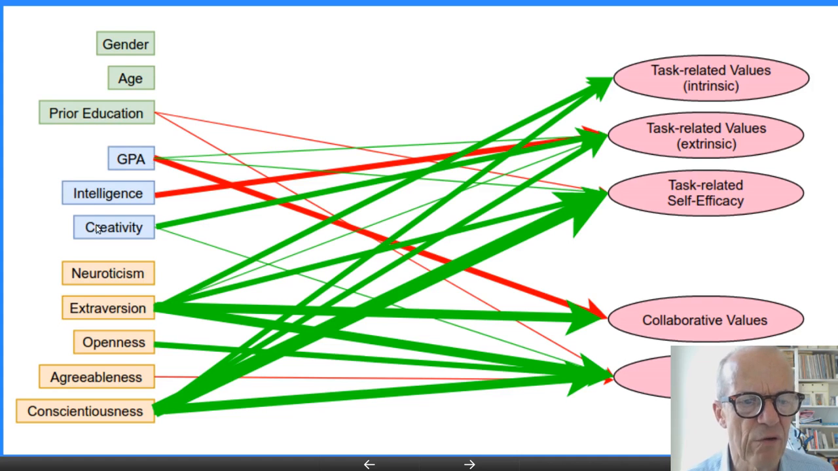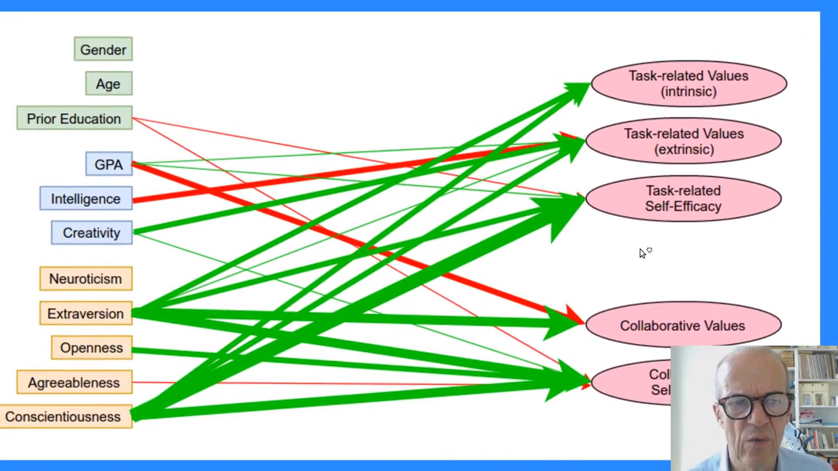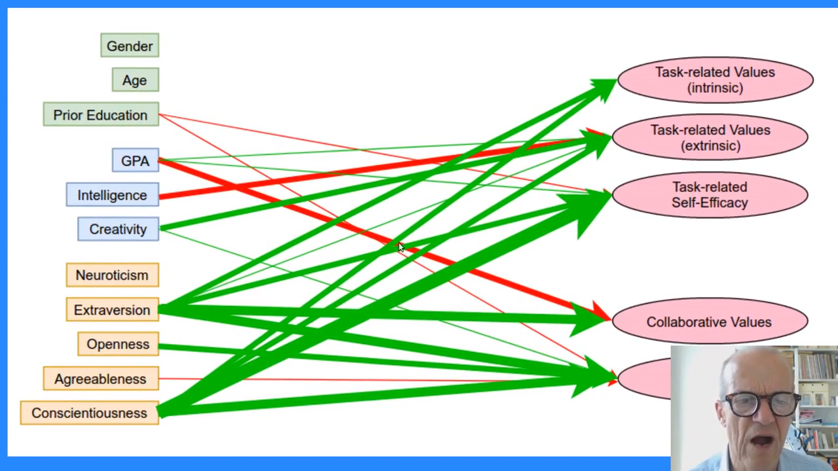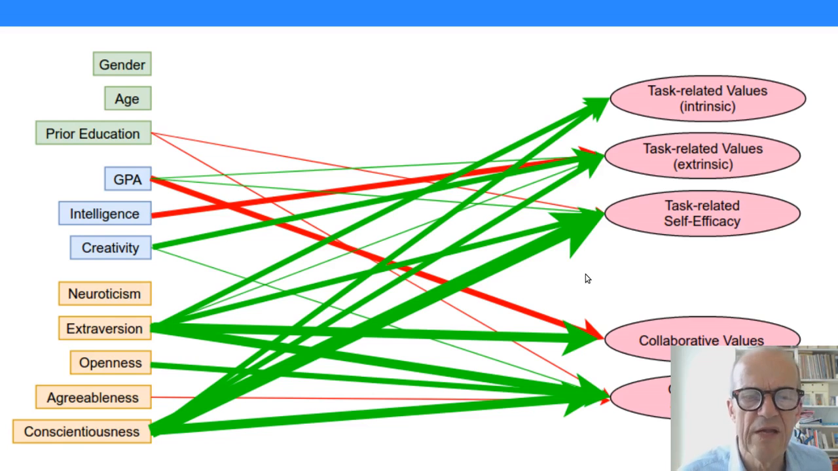Okay, then we have the cognitive variables. So grade point average and intelligence exerted some negative influence on task-related values, extrinsic values, and collaborative values. So the higher the grade point average and the higher the intelligence, the lower the extrinsic value of the task was rated, and also the lower collaboration was rated. So that is a bit in agreement with our hypotheses that indeed better performing students do have a slightly negative motivation to collaborate.